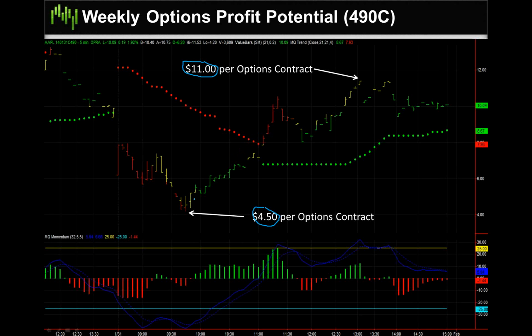So if you are effective at buying at a lower price, you can see that the premium value, the price of the options contract, has a tremendous amount of potential here, especially on the day of expiration. All right, and so that's where you want to understand that.